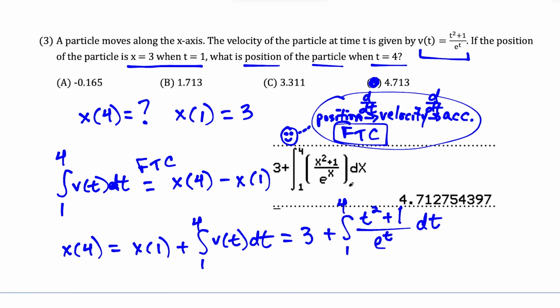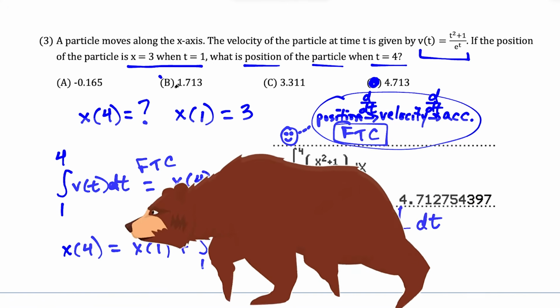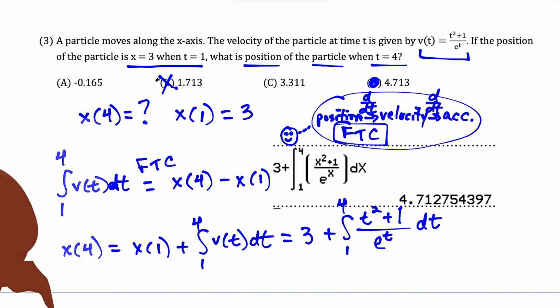Now, one thing I want to point out here, let's say that you forget this initial condition. You forget to do 3 plus. There is most likely going to be an answer choice waiting for you. But be careful, choice B is a very dangerous bet. Once again, make sure that you consider the initial condition when you are looking for your final position.